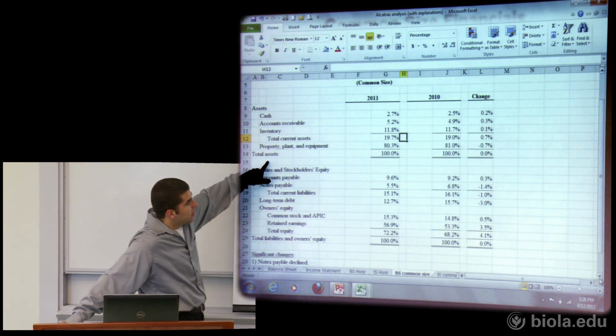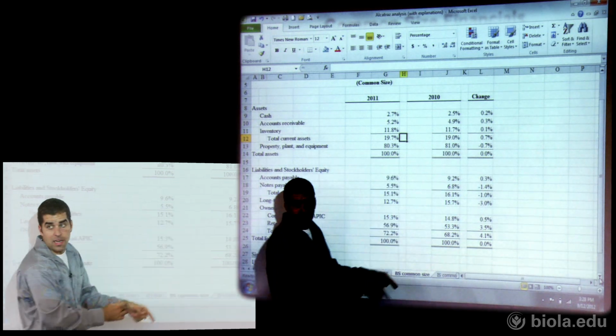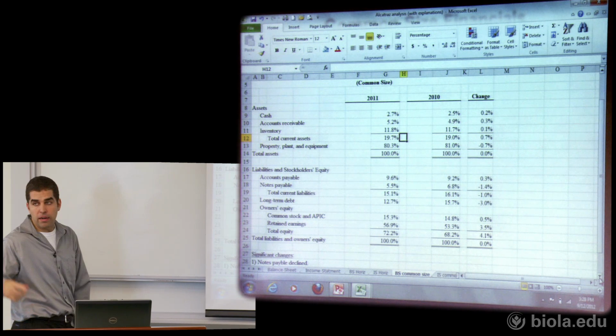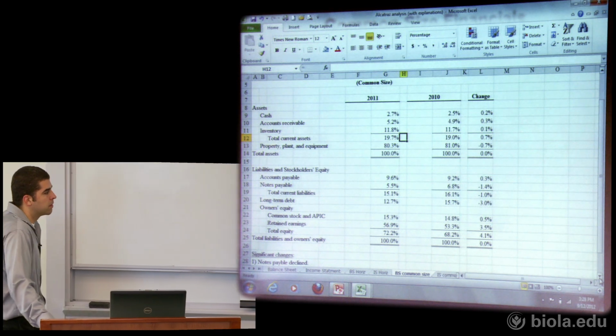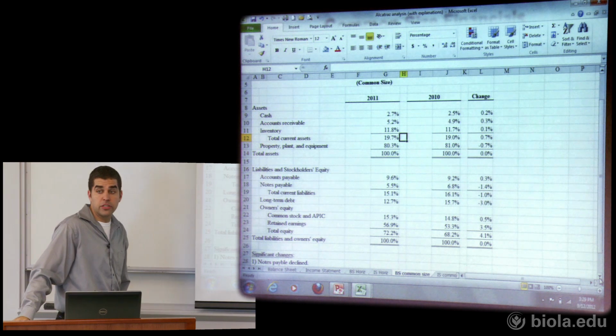Total assets is right here. So this percentage right here is always going to be 0, right? Because these are always going to be 100%. Okay, so we're going to have to look at the other items. But what other items do you see? Hang on. Okay, someone else jump in here. What did you have?